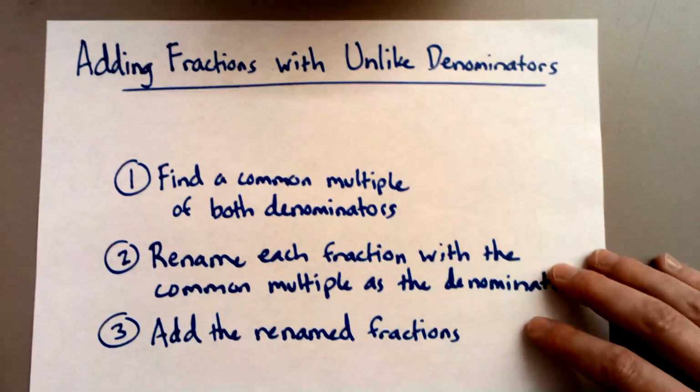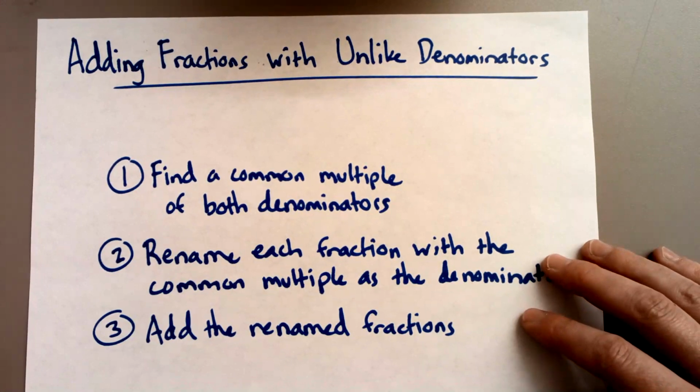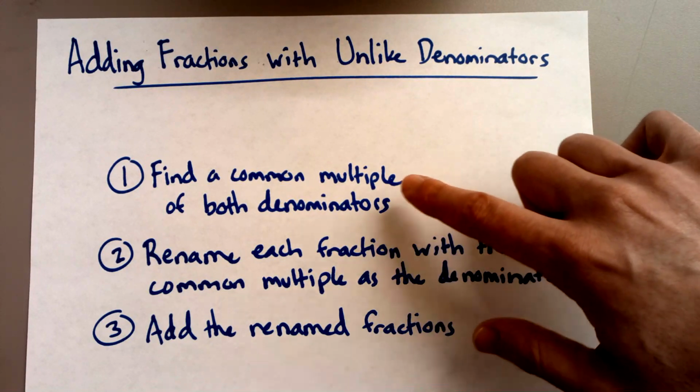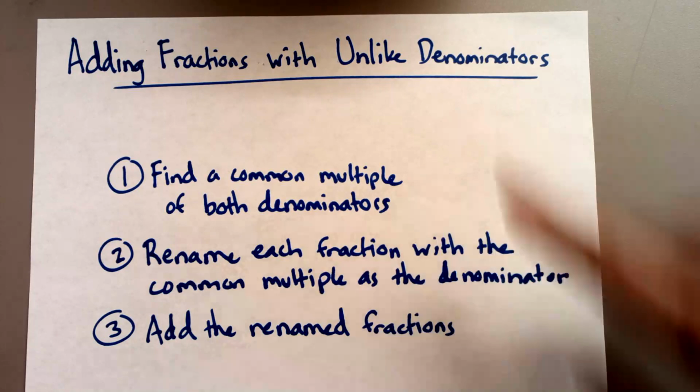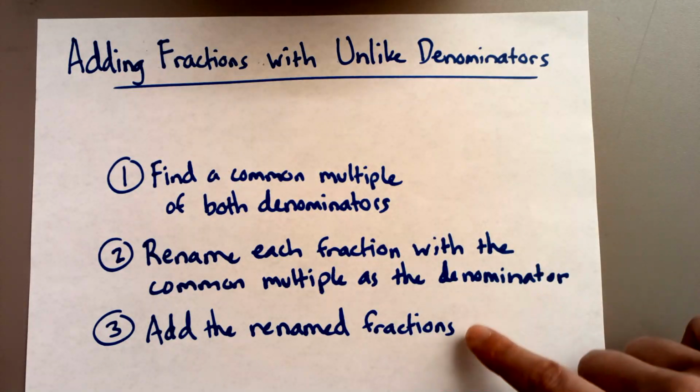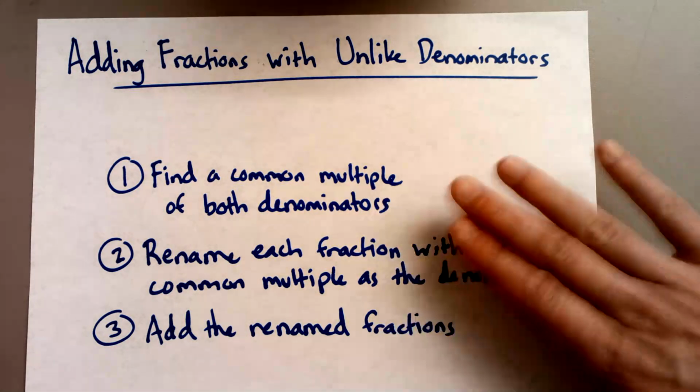Well, you need a three-step plan when you're adding fractions with unlike denominators. First, you have to find a common multiple of both denominators and then rename each fraction with the common multiple as the denominator. Then you can add them. Don't worry, we're going to go through each of these steps.